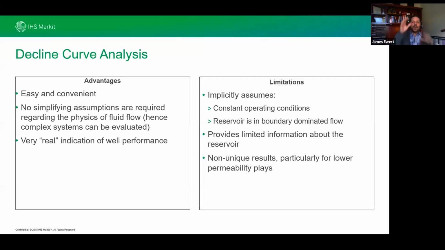Now, if you can get a sense of what that reservoir signal is going to do moving forward, you can get a real indication of well performance, particularly if your well truly is in boundary dominated flow. But there's a trade-off here, right? If something's simple, there tends to be a trade-off. And the trade-off in this case is you have to assume that your well is going to be at its constant operating conditions. And let me give you an example.